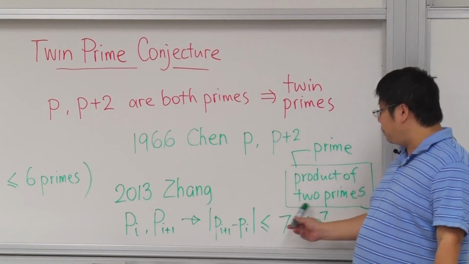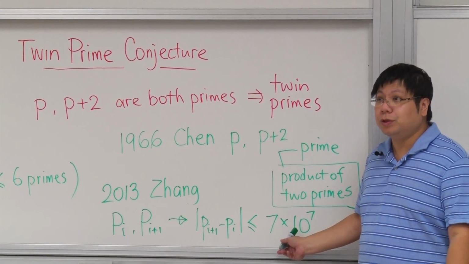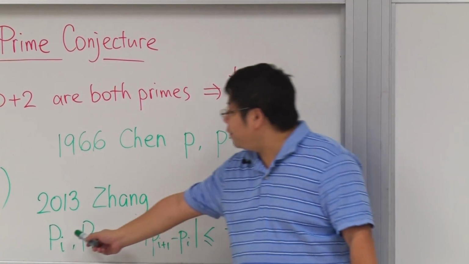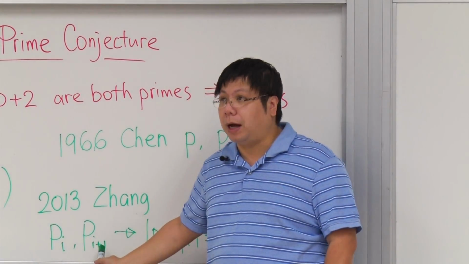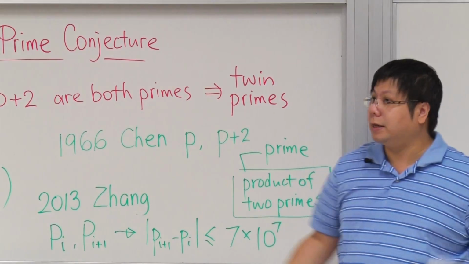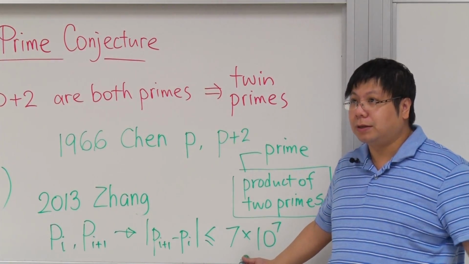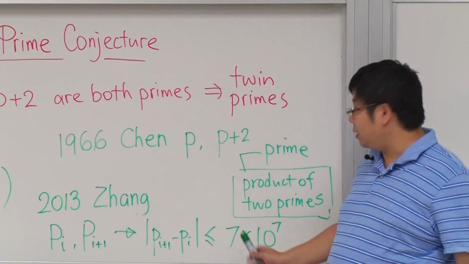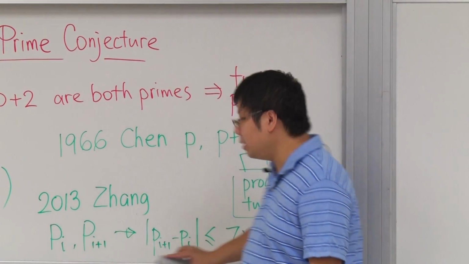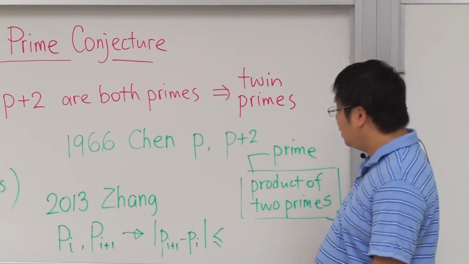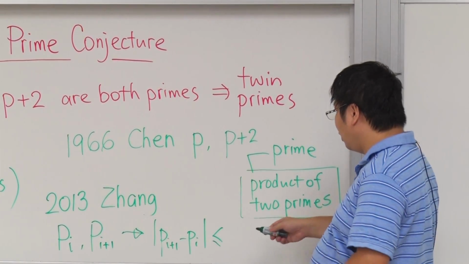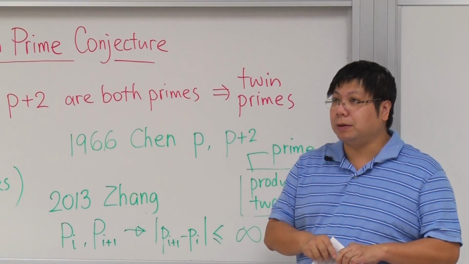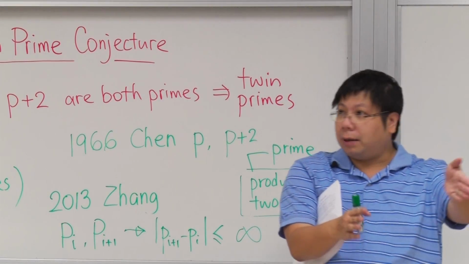So if we replace this number by 2, then this is the twin prime conjecture. So there are infinitely many pairs of consecutive primes such that the distance is less than a large number. Previously, before this result, nobody knew; all we knew is infinity. We don't have any information about the gap between a prime and its next prime.